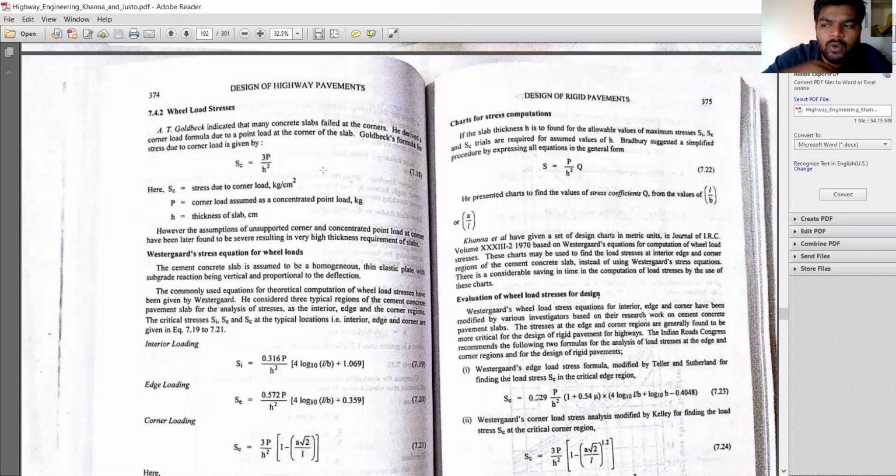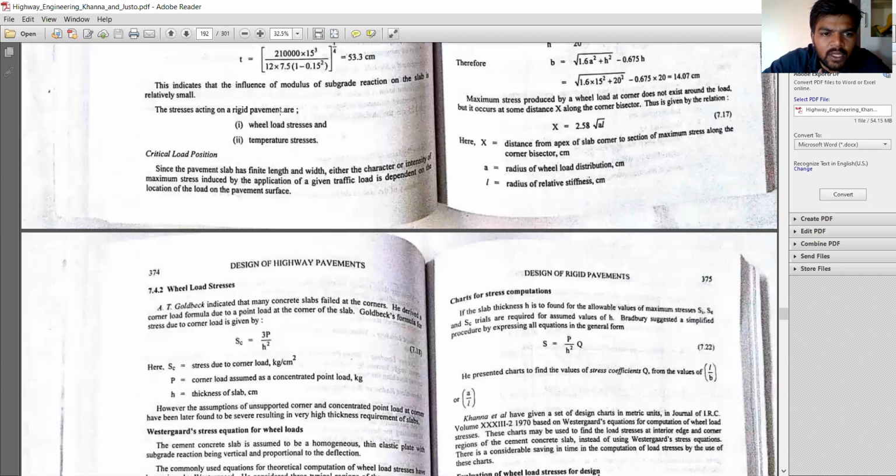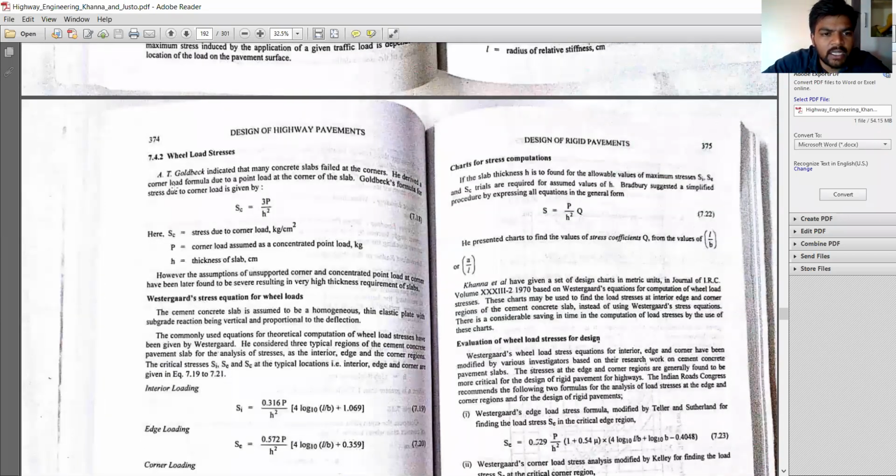Next, as in the earlier part, we have discussed the stress acting on a rigid pavement, that is wheel load stress and temperature stress. Wheel load stress: as per the early study, Goldbeck indicated that many concrete slabs failed at the corner point. Usually the concrete pavements fail because of load application at the corner point. The corner point has low resisting capacity. He derived a corner load formula.